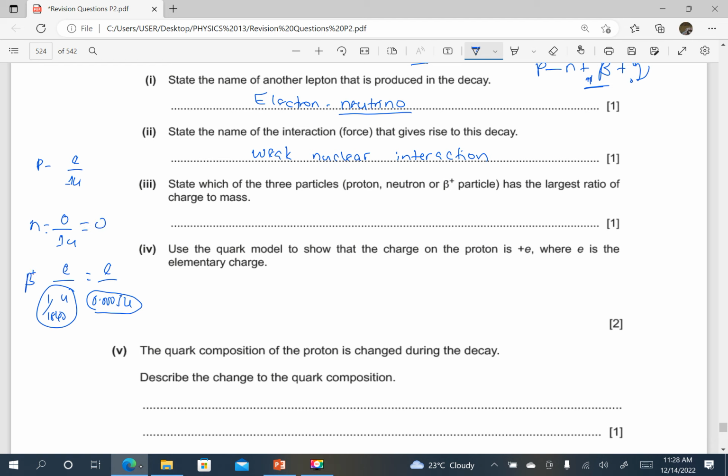So this is of course almost 0 because it has no charge. So the charge to mass ratio is 0. This is approximately e, and this one is the largest, of course. So it is going to be beta plus.